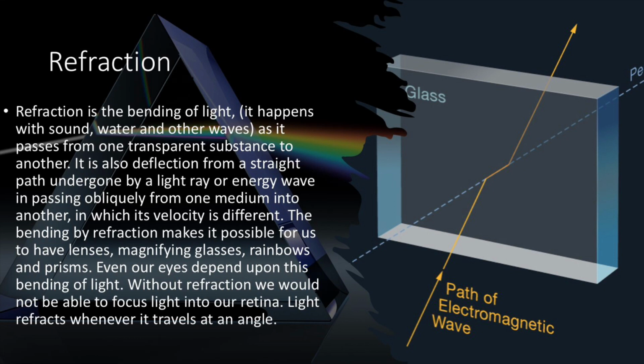The bending by refraction makes it possible for us to have lenses, magnifying glasses, rainbows, and prisms. Even our eyes depend upon this bending of light. Without refraction, we would not be able to focus light into our retina. Light refracts whenever it travels at an angle.